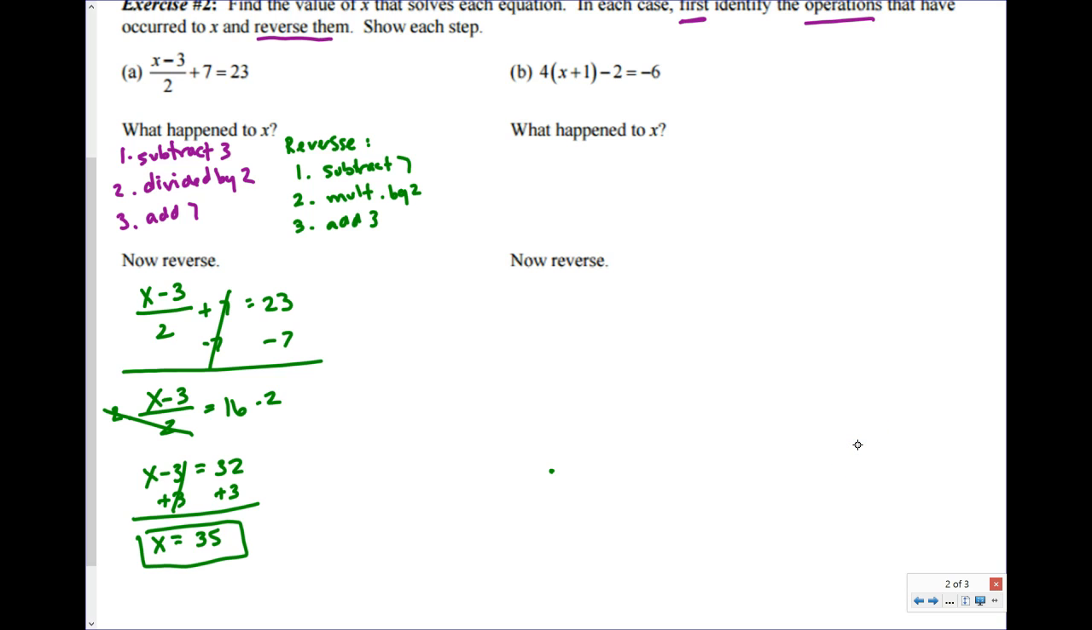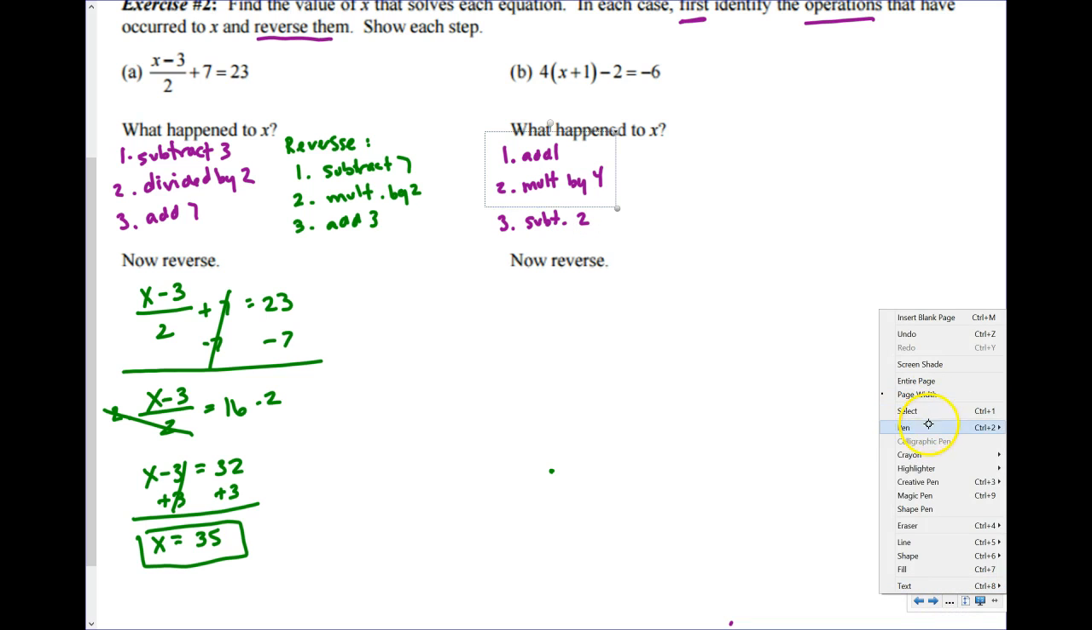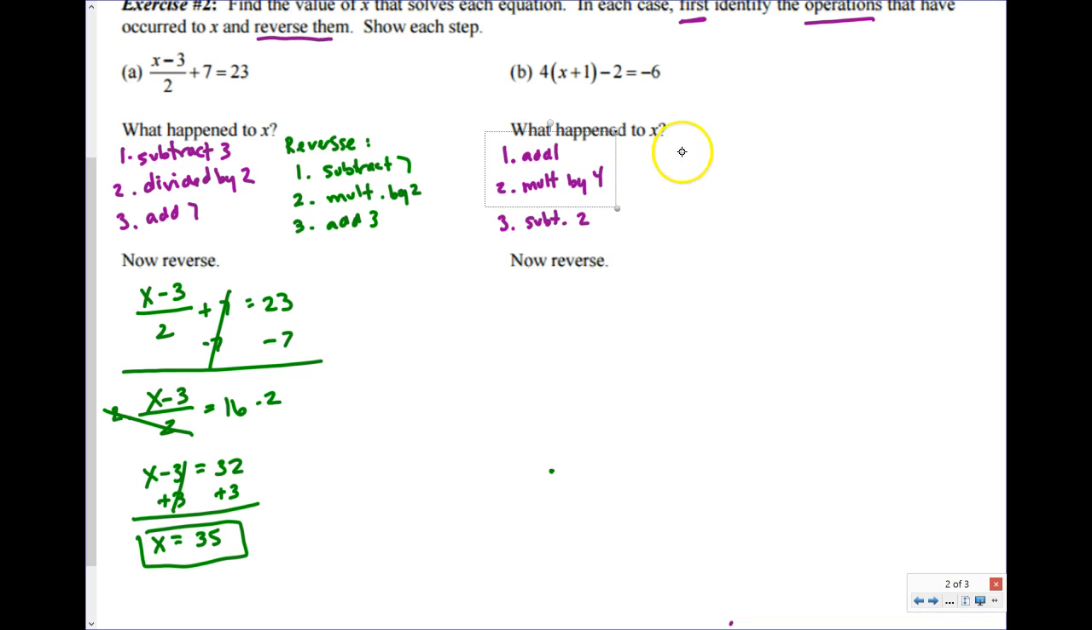Okay, so what happened to x? The first thing that happened was that we added 1. The second thing that happened was that we multiplied it by 4. I'm looking up here, so I added 1 and I multiplied by 4. Step 3 was that we then subtracted 2. Okay, so if I wanted to reverse that and go from the back, my first step would be to add 2.